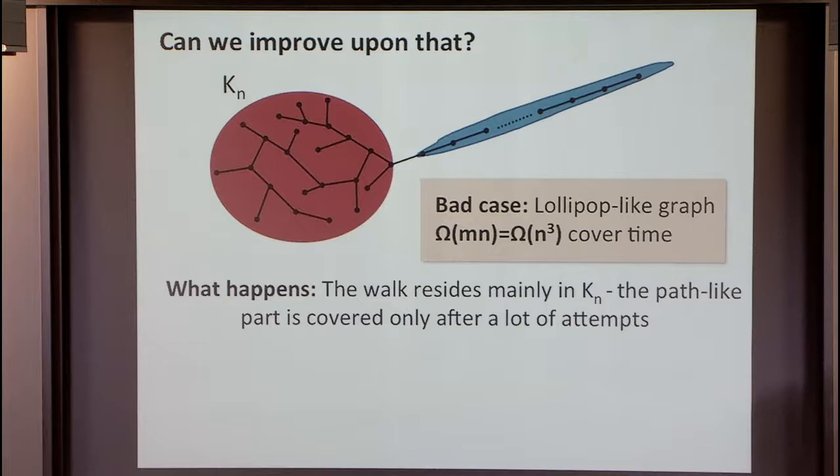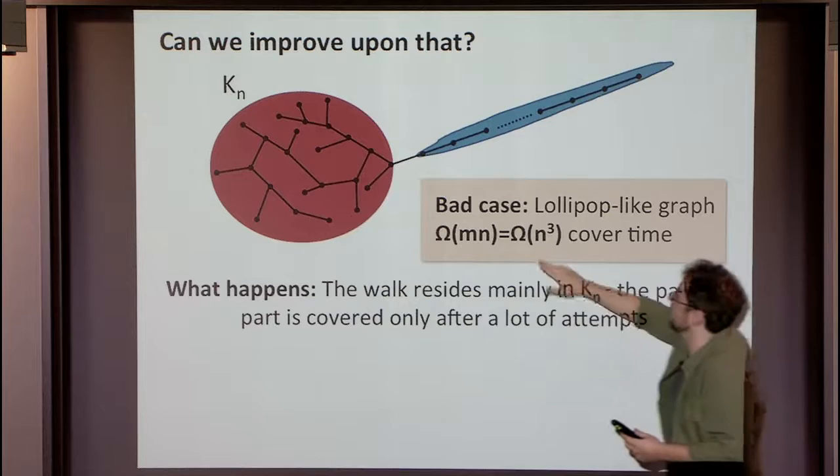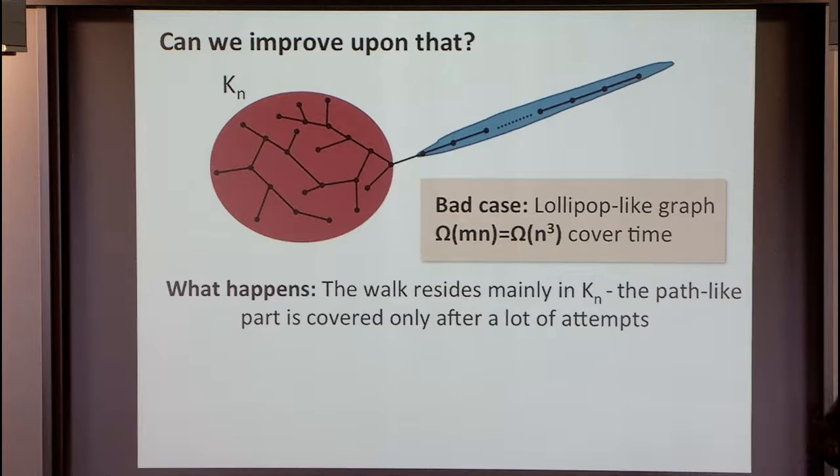So roughly, what happens is that once this walk starts here, it will quite quickly cover the whole complete graph, but then it will take many attempts before it manages to push all the way through to the last vertex of the path. So this is where this n cubed cover time is coming from.